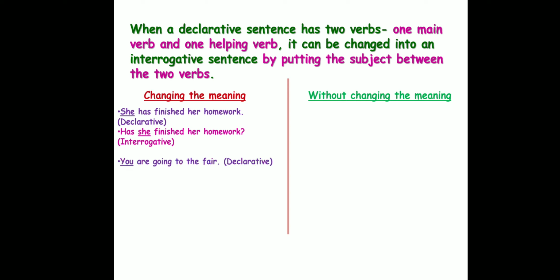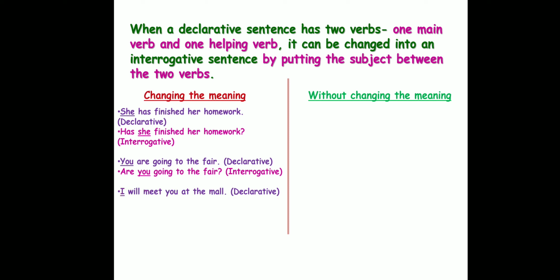You are going to the fair. So you is the subject, are is the helping verb, going is the main verb. Now try to follow the previous example and try to answer this on your own. What should it be? What is the helping verb here? I said helping verb goes first. Helping verb is are. So are will go first. Main verb is going. And I said the subject becomes like a sandwich between helping verb and main verb. So are will be followed by you and then the main verb. So it will be, are you going to the fair? See, helping verb followed by the subject and then the main verb. Okay, let's see another one.